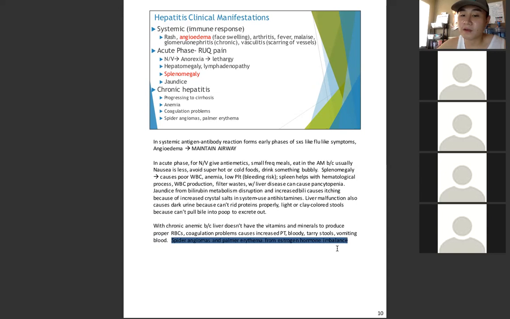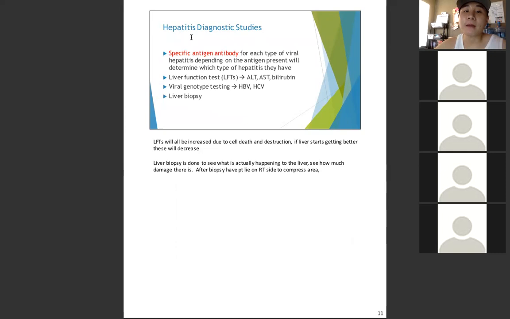All right, next we have hepatitis diagnostic study. So how do we diagnose hepatitis? There will be a specific antibody for each type of viral hepatitis. Depending on the antigen present will determine which type of hepatitis they have. So basically we test the blood and see what specific antigen they have to determine hepatitis A, B, C, or D.